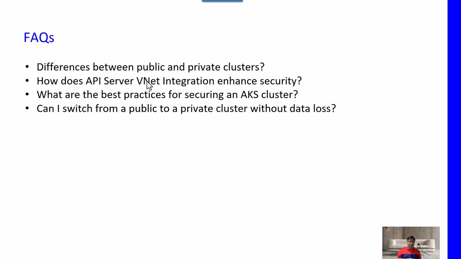There are certain FAQs about the public and private clusters. So what is the difference between public and private clusters? First and foremost, a public cluster is exposed on the public endpoint or internet. Private clusters are not exposed publicly. The second question is, how does API server VNet integration enhance the security? VNet integration enhances the security by keeping your traffic within the same VNet without exposing it outside. And this is the most recommended pattern for restricting the application, especially when you have sensitive data in your system. What are the best practices for securing the AKS cluster?